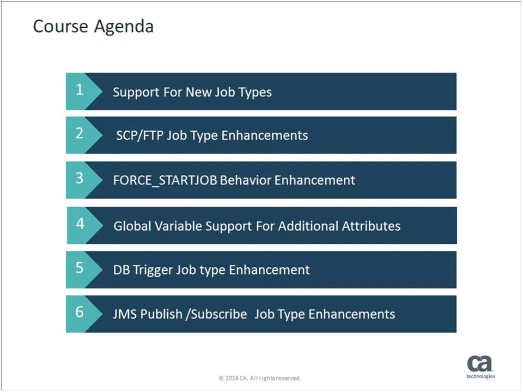Then the DB trigger job type enhancements: we have added support for a few new databases, Postgres and Teradata. There have been a couple of enhancements with respect to the JMS publish and subscribe jobs. So we will look at the new attributes added as part of these jobs.